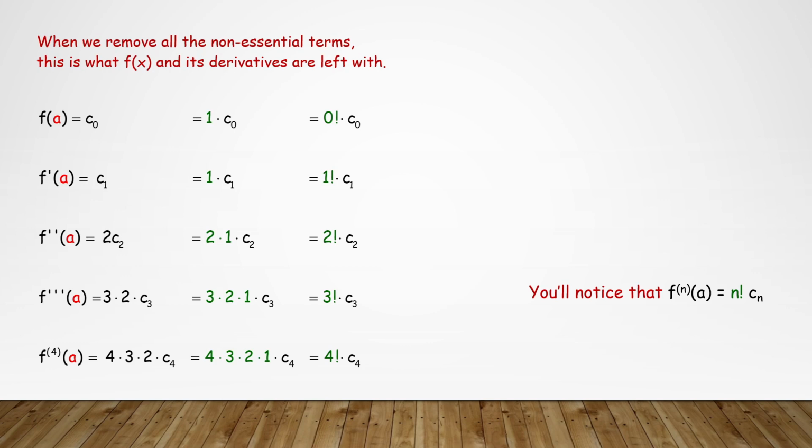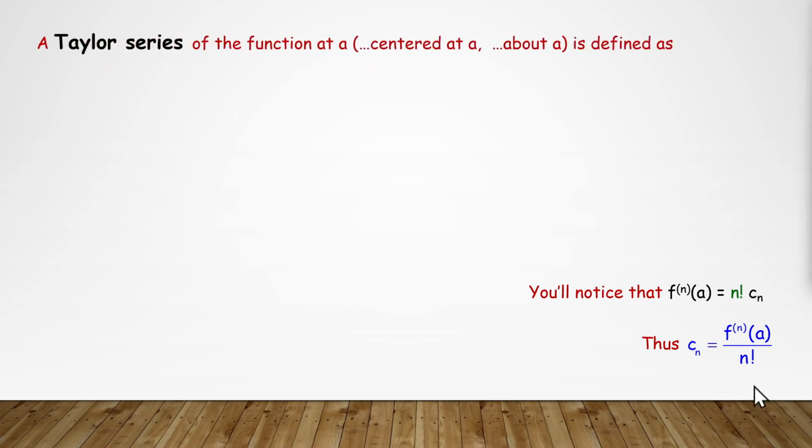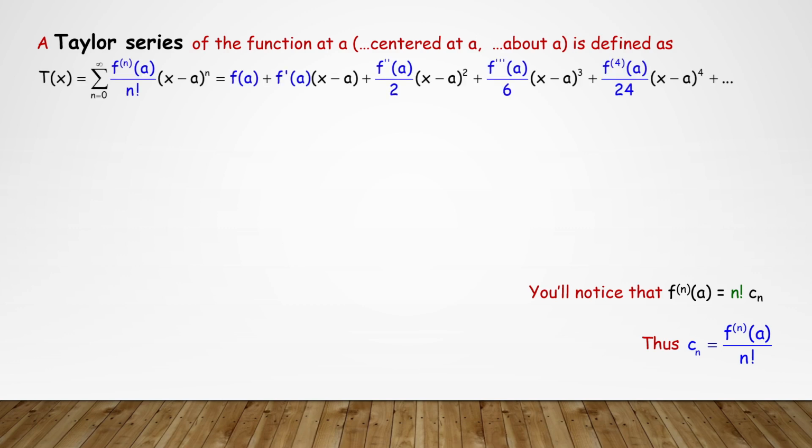Now what I want to do is isolate c sub n, and to do that I will need to divide both sides by n factorial. And I can establish that c sub n will always equal the nth derivative of a divided by n factorial. Let's take that c sub n formula and put it back into the original power series. What that will do is create a Taylor series of the function at a. It will be referred to as t of x, and the summation formula will change, so now it will say the nth derivative of a divided by n factorial times the quantity x minus a, and that quantity will get raised to the n.